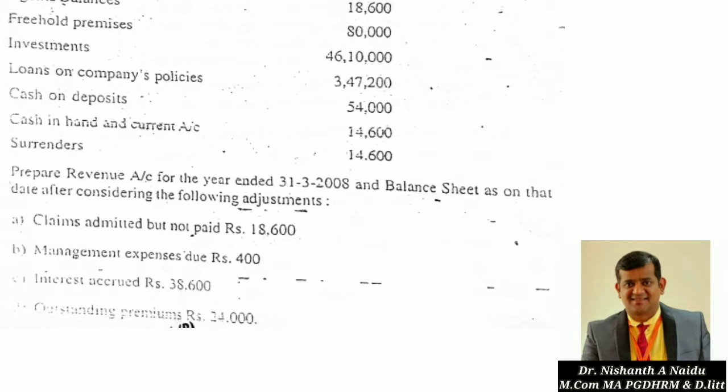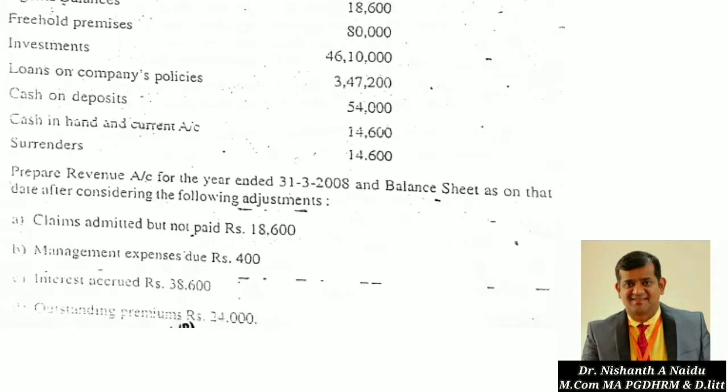Then you have cash in hand and current account. Cash in hand and current account will come under which schedule? Yes, schedule number 11. Correct. Schedule number 11 is current assets. So under current assets it will be considered cash in hand. So that is why it is schedule number 11.